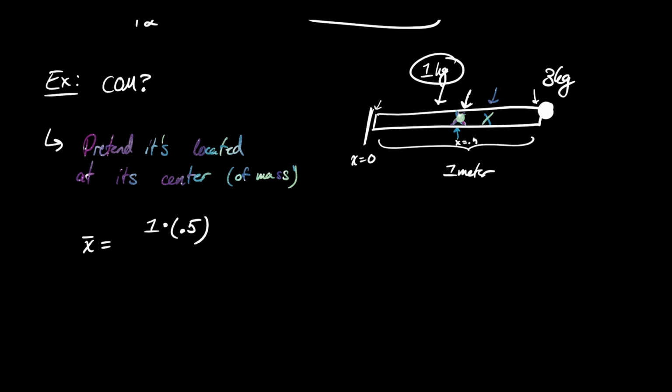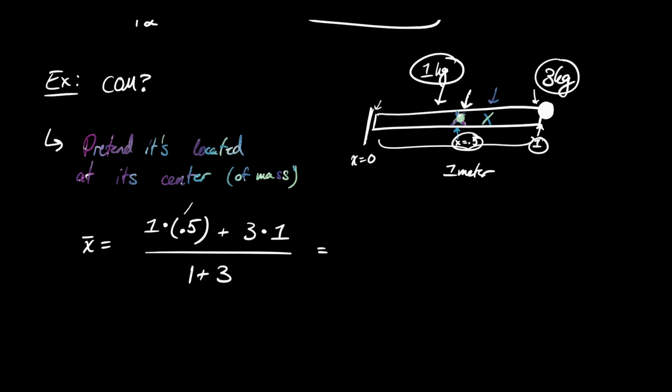And again, it's 0.5 and not 1 because here's 1 over here, and we're pretending it's all at the center. Okay, then I add on mass times location for this giant weight that I've attached to the end. And then at the end, I still divide by the total mass of all the guys involved. So the numerator, let's see, this is 0.5, this is 3. 3.5 over 4. And this is going to be a pretty ugly number.